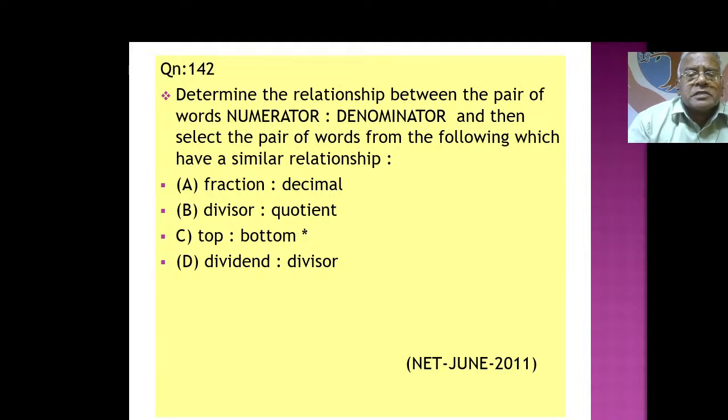Determine the relationship between the pair of words. Numerator is to denominator. Then select the pair of words from the following which have similar relationship.